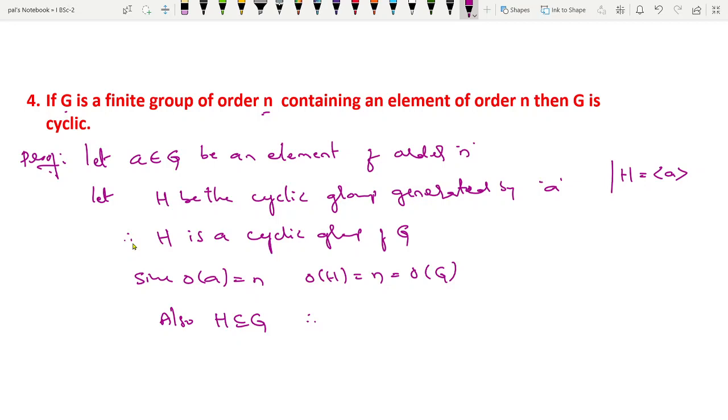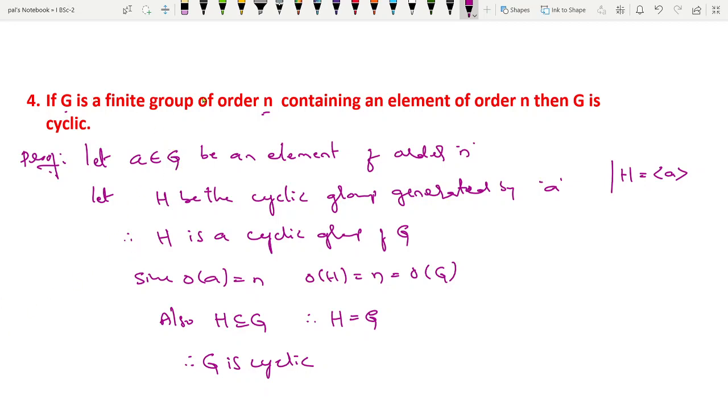So therefore H is equal to G. Therefore H is equal to G. H is a cyclic group. If H is a cyclic group, then G is also a cyclic group because H and G are one and the same. So therefore, G is cyclic. G is cyclic. Yes, I will explain this proof again.